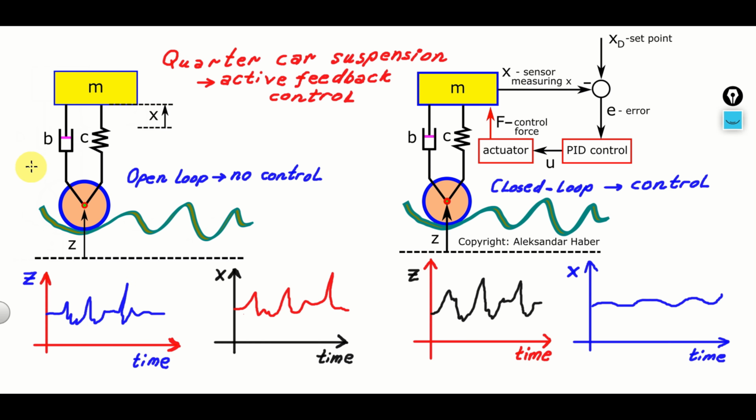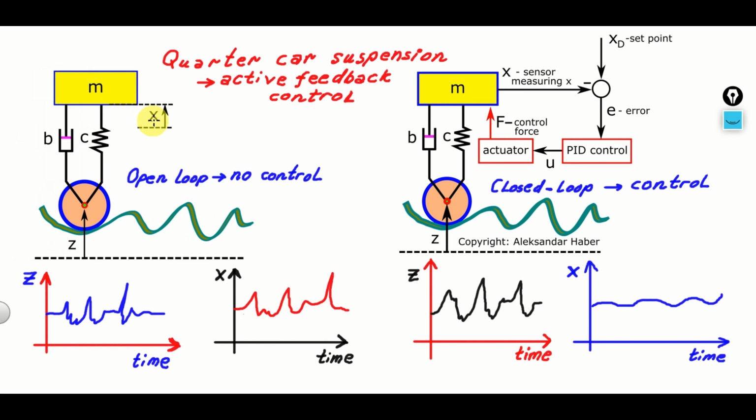As its name implies, this system represents 1/4 of a car, that is, one wheel, its suspension system, and 1/4 of the mass of the complete car. The suspension system consists of the spring with the spring constant equal to C and of a damper with the damping constant equal to B. We assume that the mass of the wheel is much smaller than the mass m and it can be neglected.